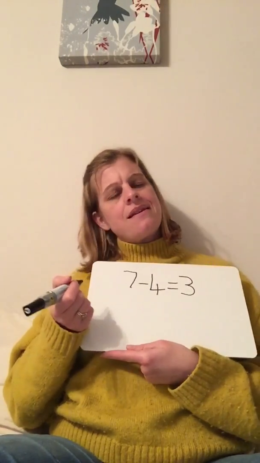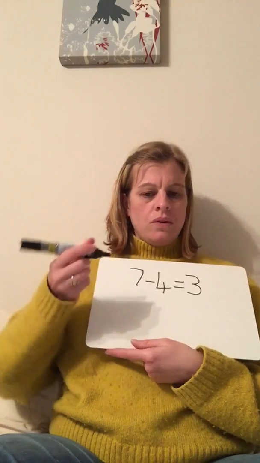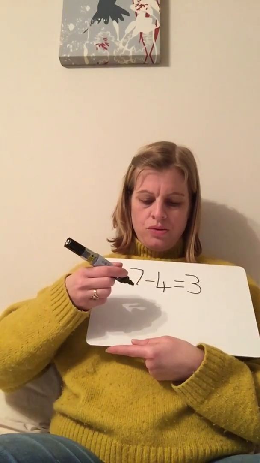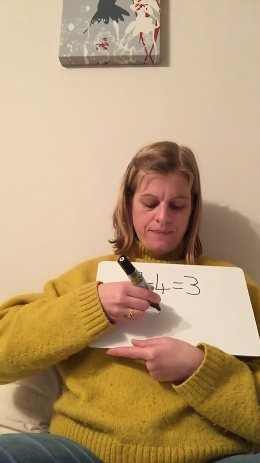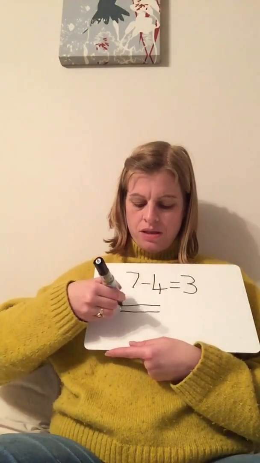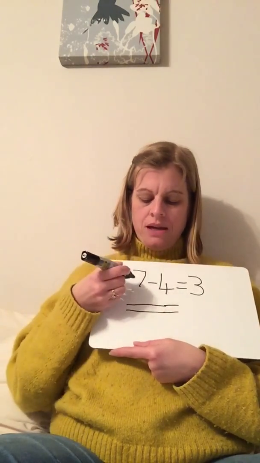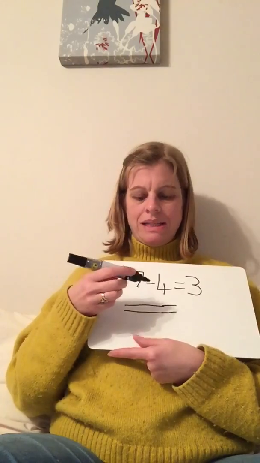So let me think. I was thinking about a song. I was singing that today with my children. The Speckled Frogs on a Log. So we start with 7. 7 is my whole. That's how many I start with.